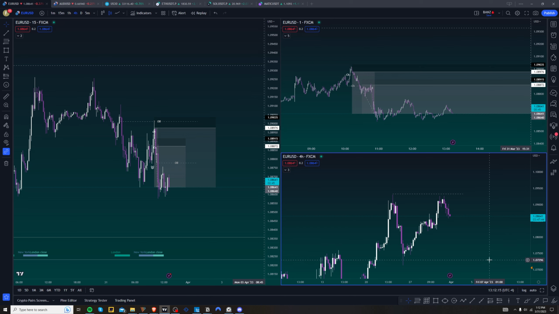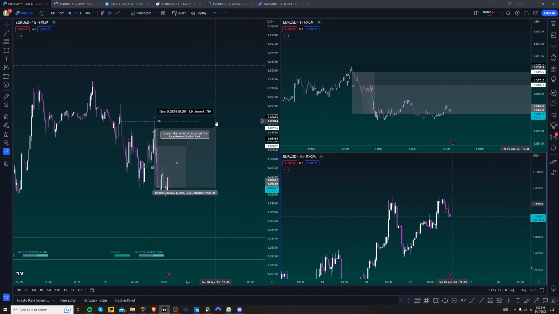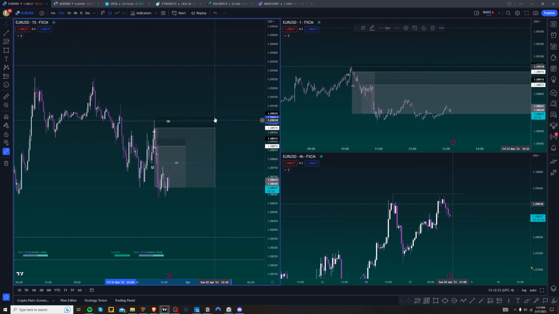Cool. Simple, easy. That's how you've got to do it. Forget all the fancy stuff. Simple, easy trading. Trading should not be complicated.